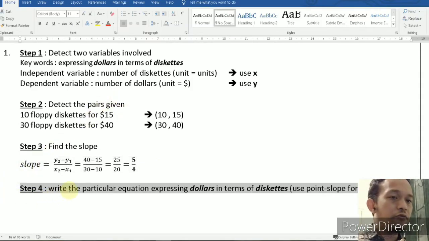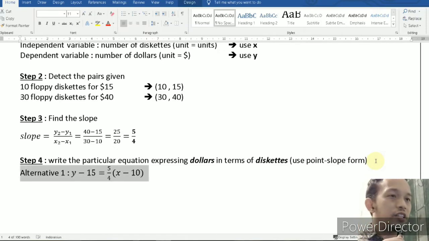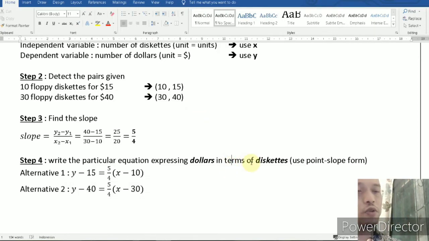So step 4, write the particular equation expressing dollars in terms of diskettes using point-slope form. For the first alternative, I will use the first pair, which is this one, so I will have this as my equation. And for the second alternative, I will use the second pair. It's just up to you which one you want to use, since we know that both equations actually refer to the same line. They are equivalent to each other.